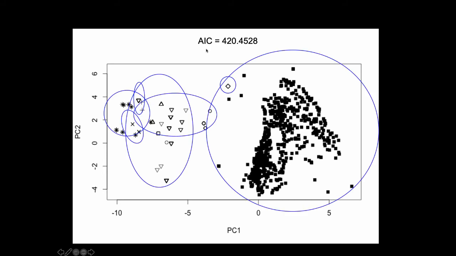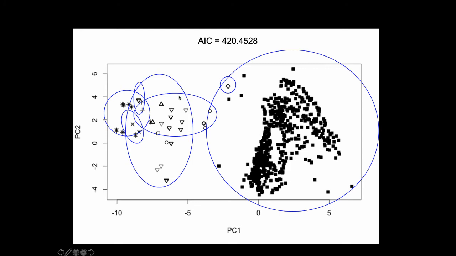So this is essentially what you would do if you didn't try to take evolution into account. You just treat each species as its own entity. You build a model, you ask how well it explains your species distributions. And we get a joint AIC of 420.